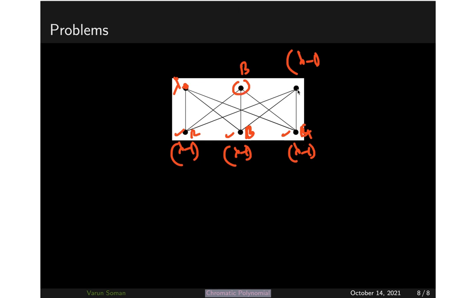Similarly, this vertex also has lambda minus 1 options, because suppose all of them have the same color, then you can take lambda minus 1 options. So that many options are available for that vertex also. In totality, you will have lambda into lambda minus 1 raised to 5. That is the idea.